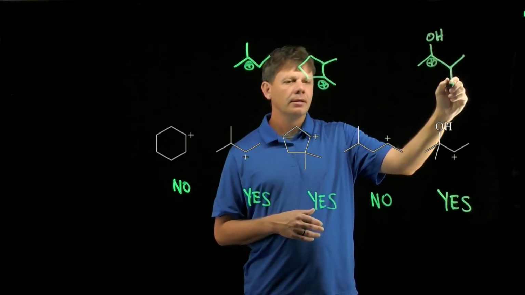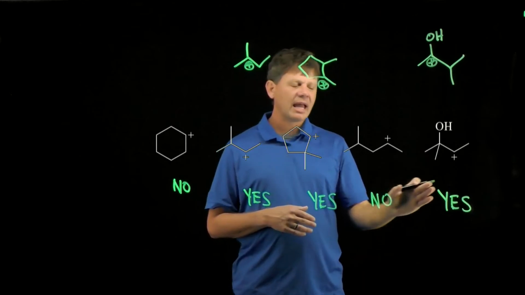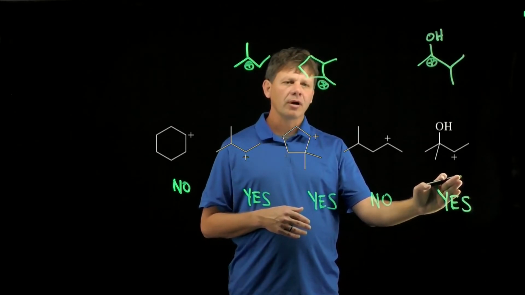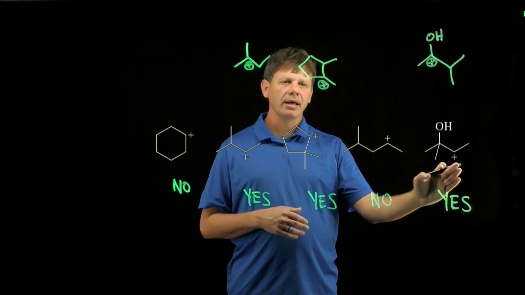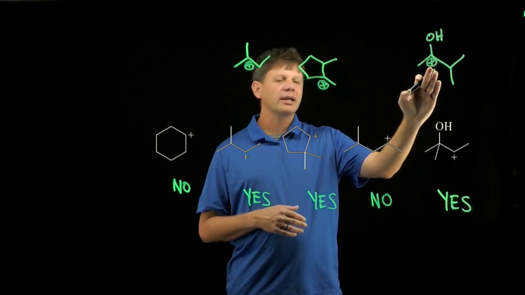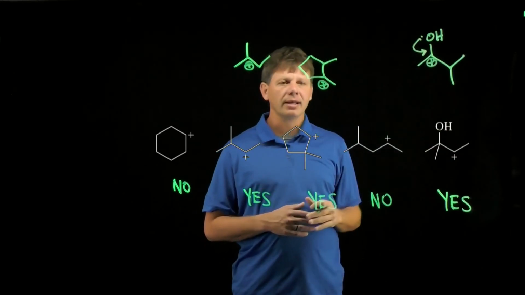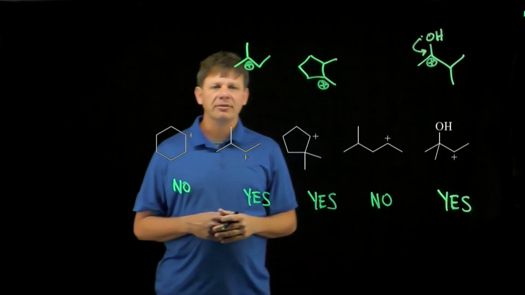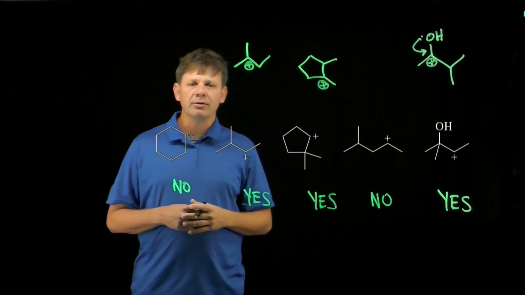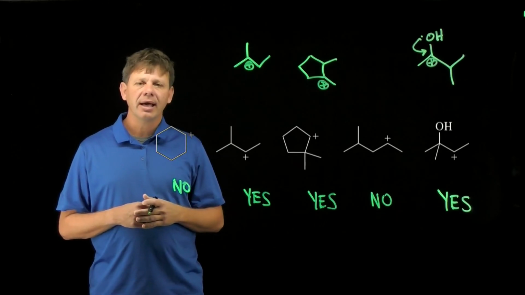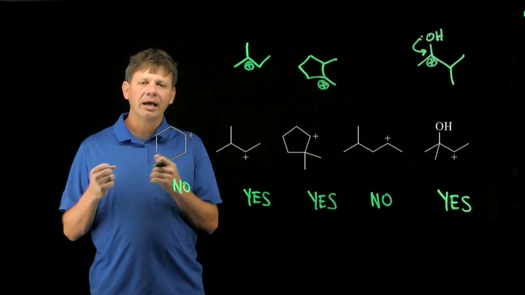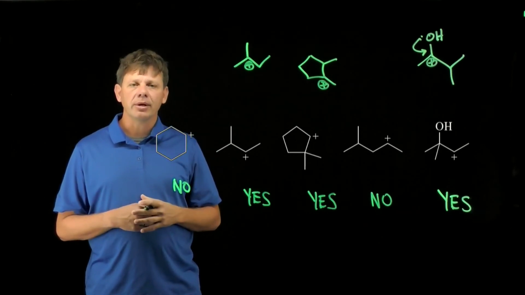cation here. Now you might look at this and say, haven't we just gone from a secondary carbocation to a new secondary carbocation? In fact, we have, but this secondary carbocation is going to be stabilized by resonance. So anytime we can create a more stable carbocation by having either a hydride or alkyl shift, then the rearrangement will happen.